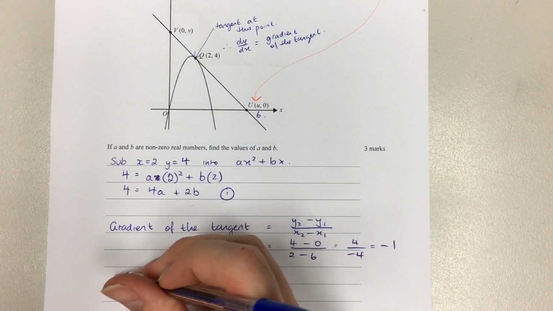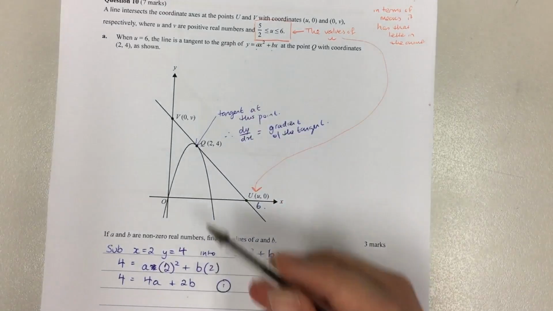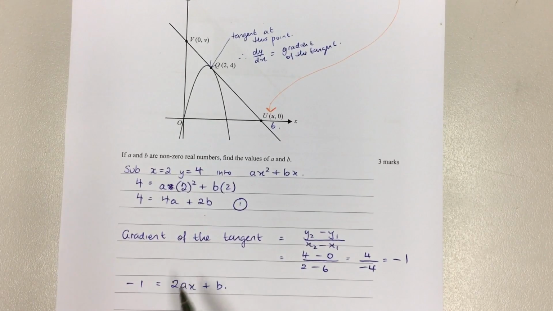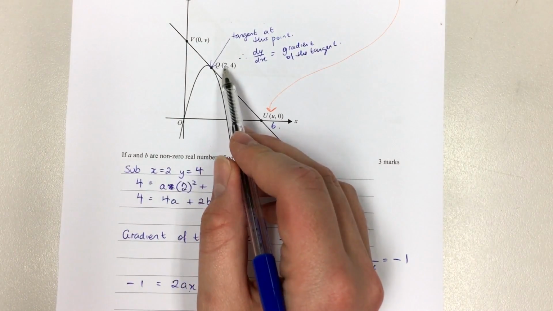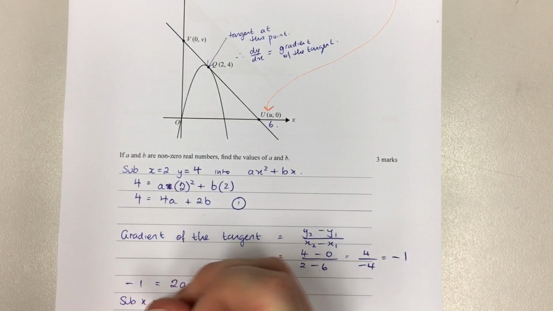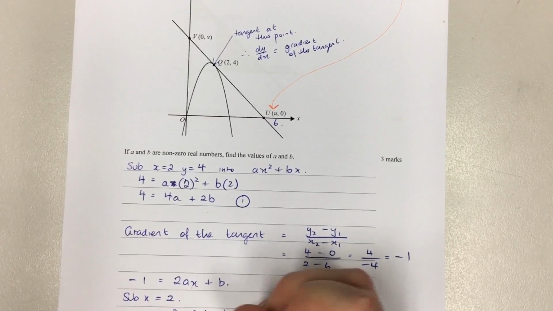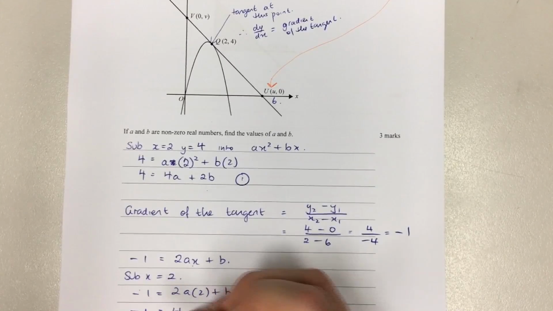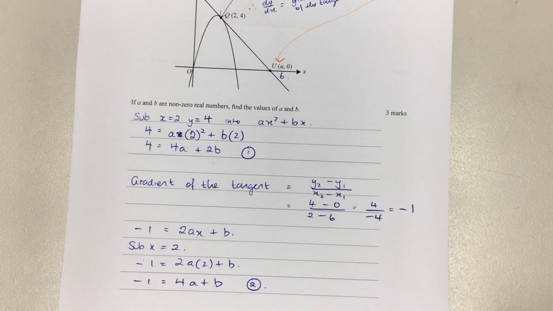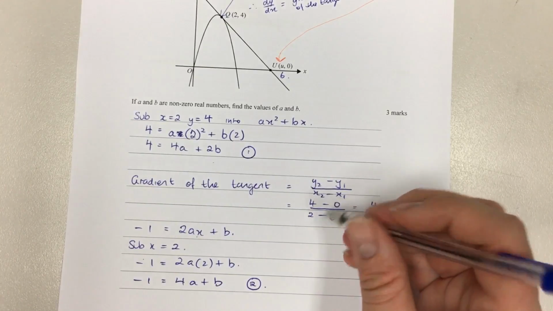So, negative 1 will be equal to the derivative of our top equation here, which will be 2ax plus b. But I've got an x in here. Oh, of course. This is the derivative at this point of x. So I can sub x equals 2. Get negative 1 is equal to 2a2 plus b. Negative 1 is equal to 4a plus b. There we go. Now I've got two simultaneous equations. So I can now solve simultaneously.